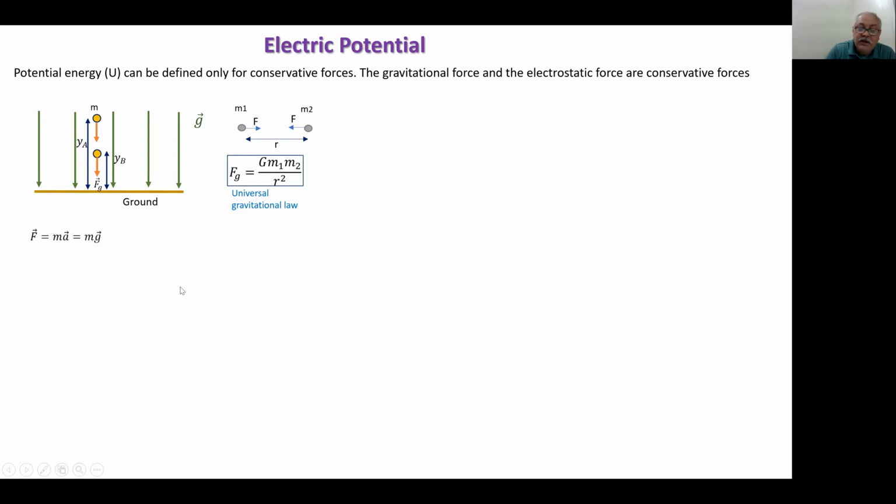Okay. Also, we know that according to Newton's second law, force equals mass times acceleration. In this case, when we're dealing with gravity, the acceleration is just g, right? The gravitational field. From here, we solve for g, and g is equal to force divided by the mass. As you can see, this is very similar to the electric field. The electric field is equal to the electrostatic force divided by the charge. In this case, the gravitational field is equal to the gravitational force divided by the mass. They're very similar. Why? Because the force acting in these two cases is a conservative force.